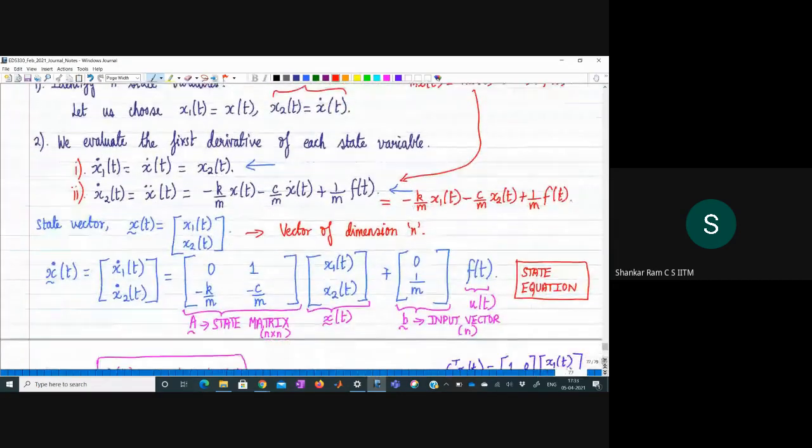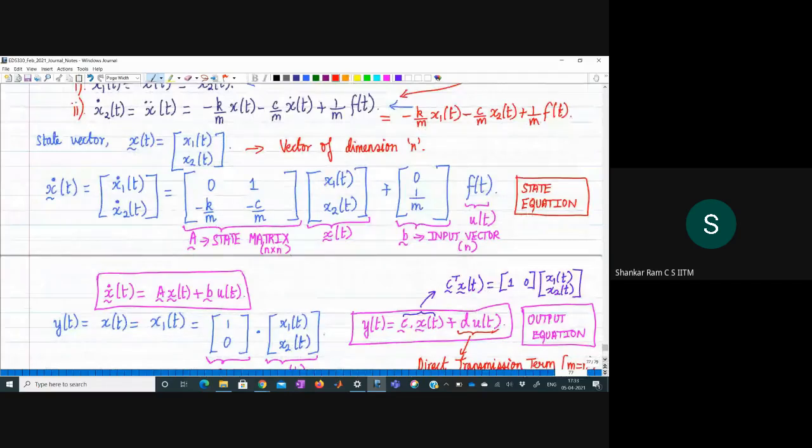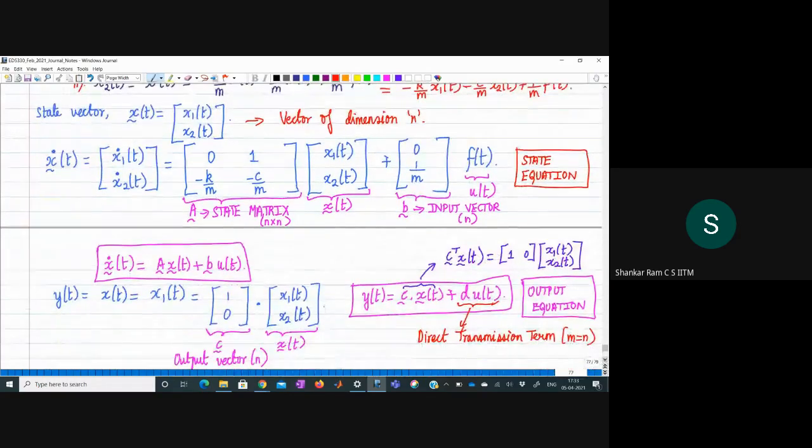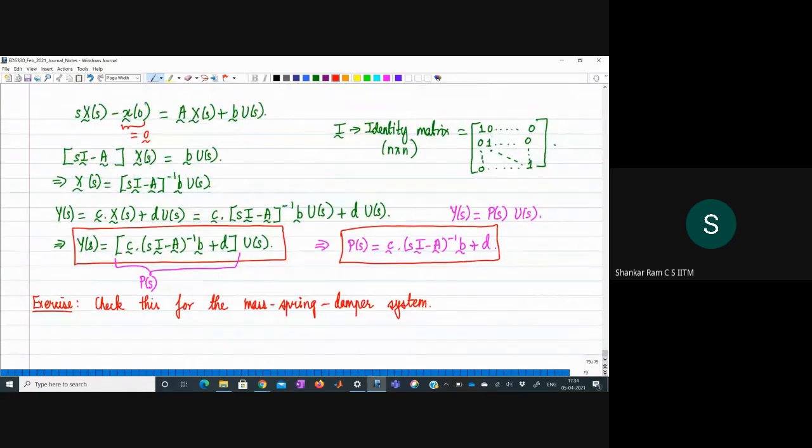If you look at the realization for the mass spring damper system, the state matrix is 0, 1, minus k by m, minus c by m. The input vector is 0 and 1 by m. The output vector is 1 and 0. The direct transmission term d is 0. So what you need to do is substitute all of this.